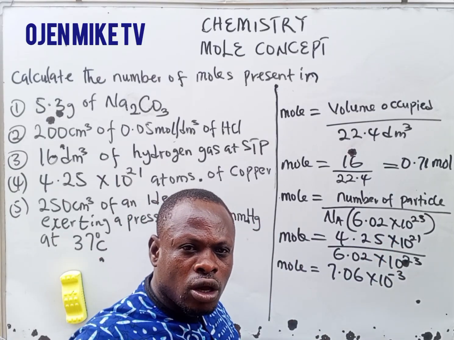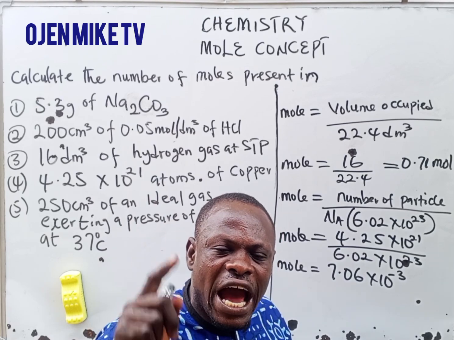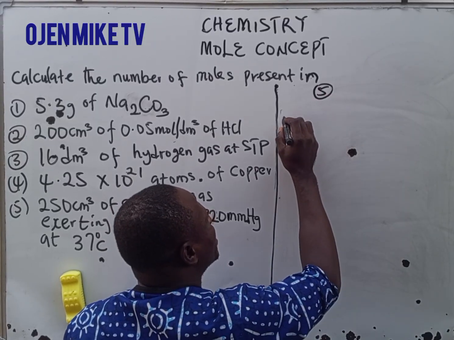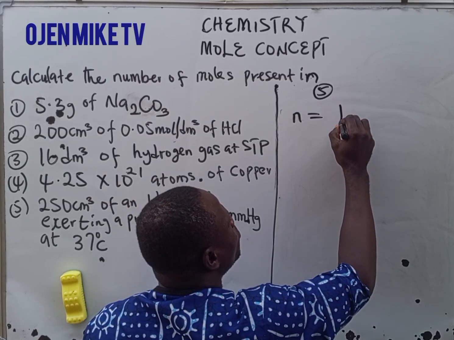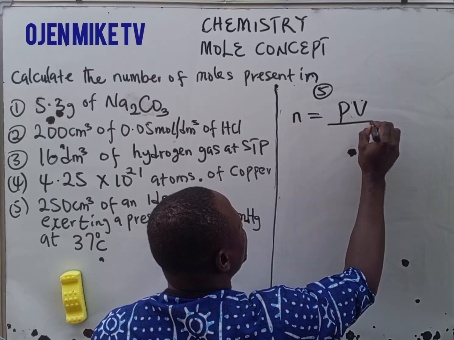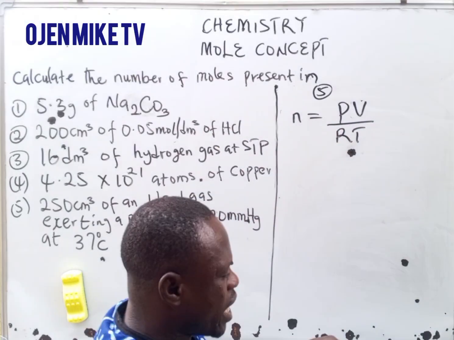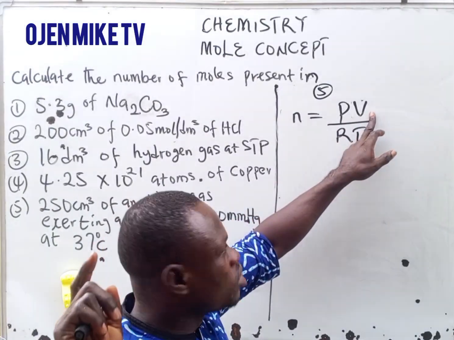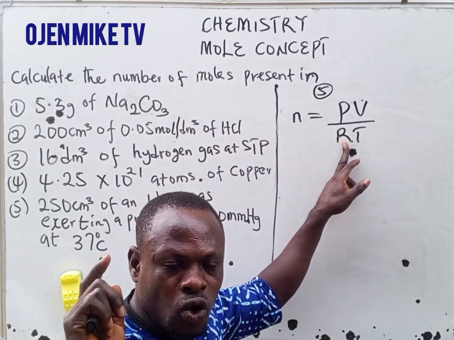The last one, the fifth one, is to calculate the mole of an ideal gas. Calculate the number of moles of an ideal gas. Mole is equal to PV all over RT. This is how to calculate the mole of an ideal gas, where P is pressure, V is volume, R is the gas constant, and T is temperature. R is always constant.